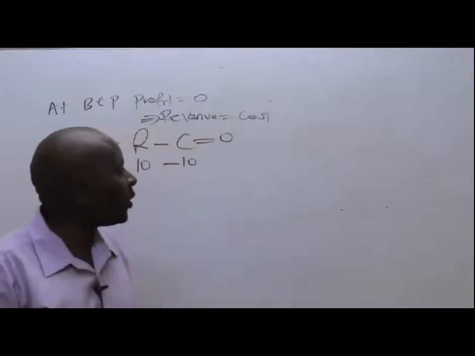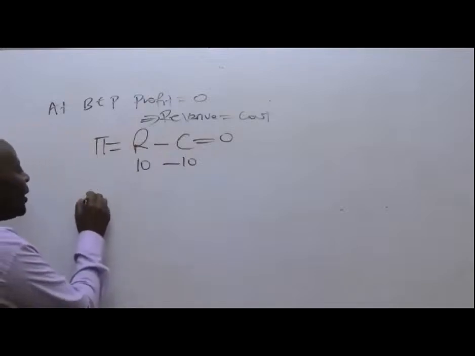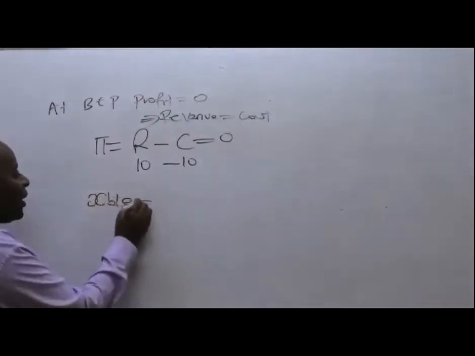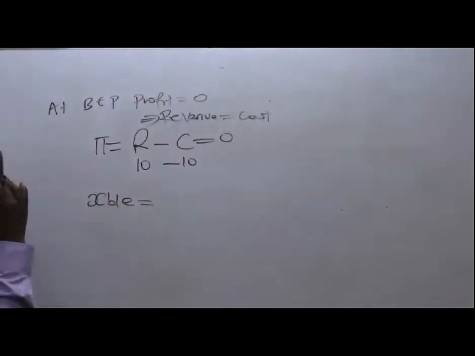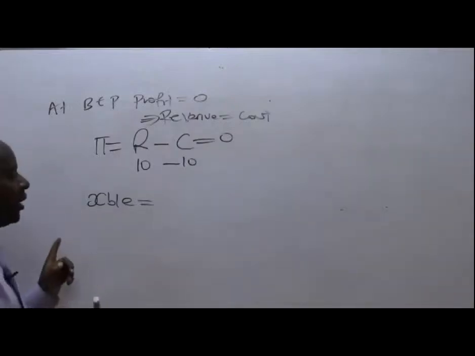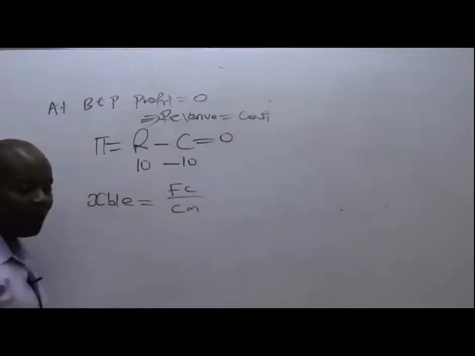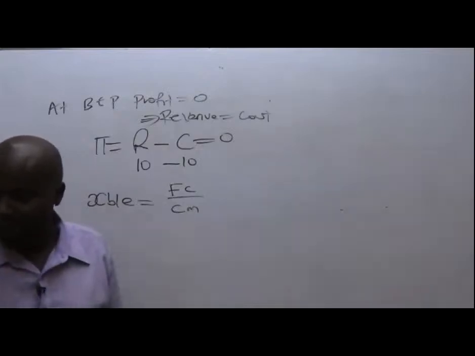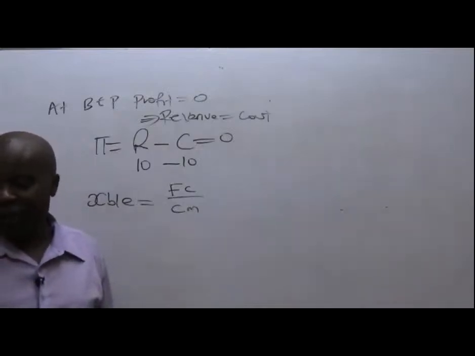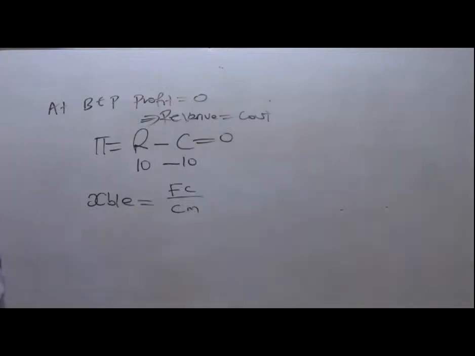Ladies and gentlemen, when they want me to give them break-even point, this is how I do it. I normally write here X break-even, where X is quantity. X break-even equals fixed cost over contribution margin. Fixed cost over contribution margin.